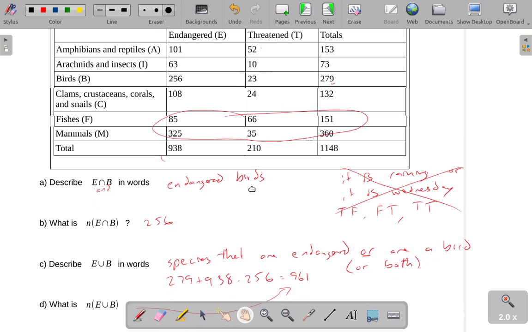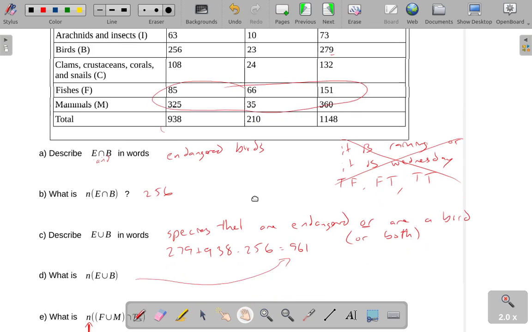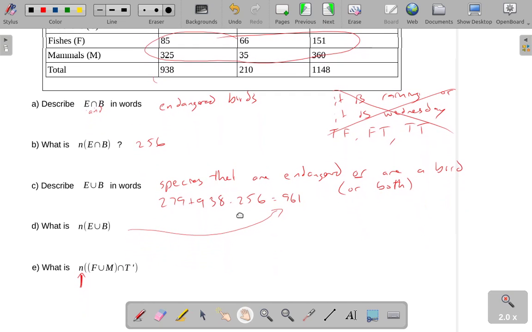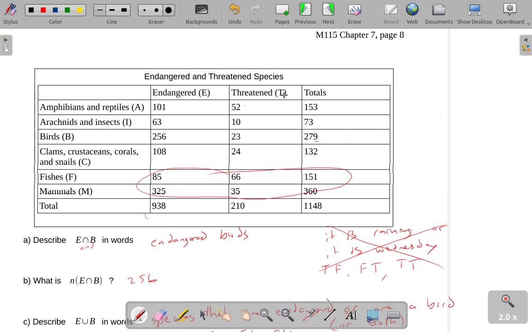First off, I'm talking about a union, so as we saw with unions, you could start with the first set and then tack on anything from the second set that wasn't already included. Well, none of the mammals would be included in the fishes set, so I know I'm not double counting anything there. And then I want to intersect that, this is an intersection, with T complement. Well, what is T complement here? T is the threatened species.